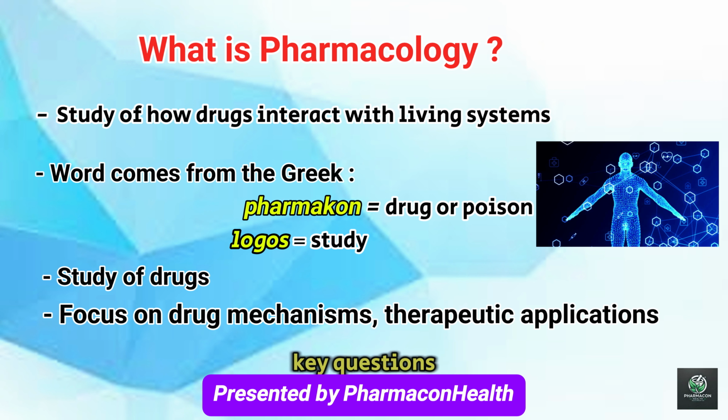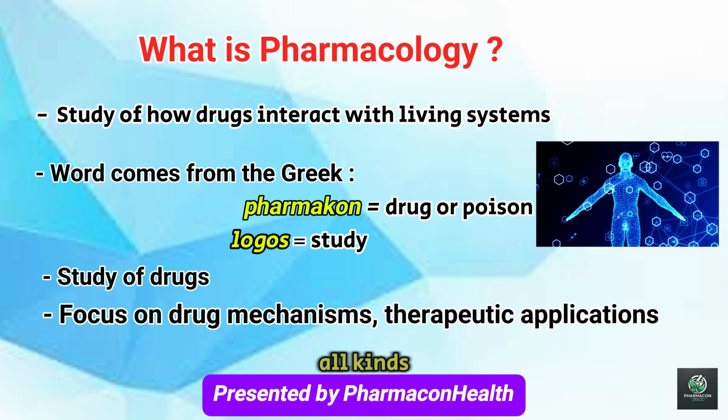Pharmacology asks key questions. How does a drug produce its effects? Which receptors or enzymes does it bind to? How is it absorbed, broken down, and removed by the body? What are the benefits and what are the risks? Pharmacology connects the chemistry of a drug to its biological effects. This helps make drug use safe and effective in medical care. It brings together knowledge from biology, chemistry, and medicine to create better treatments.